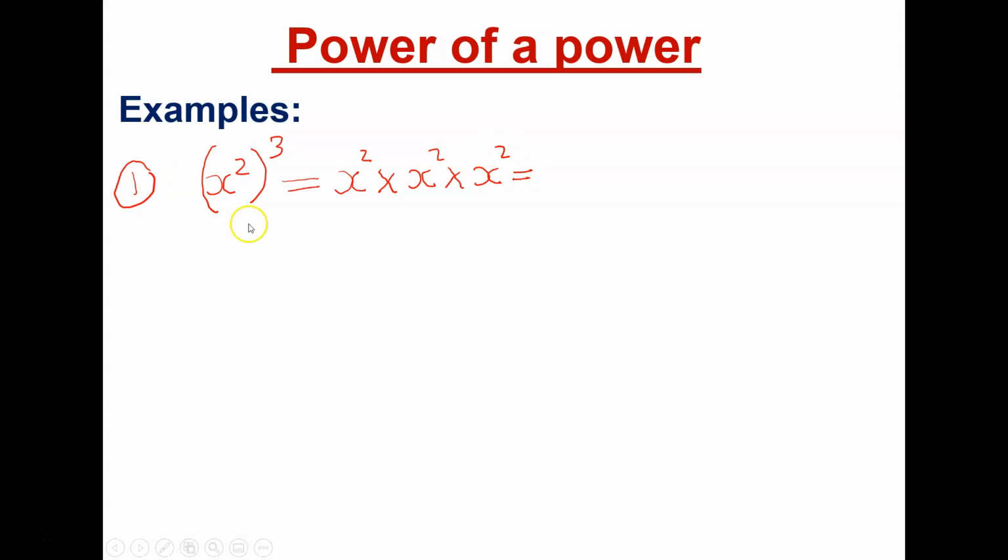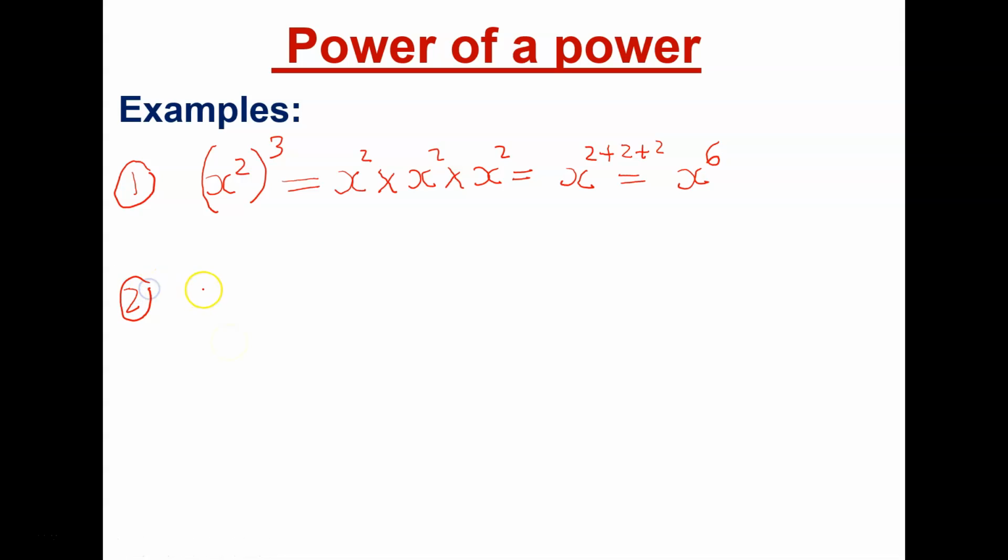You see, we have x to the power of 2, to the power of 3. So we have x to the power of 2, 3 times. Now, if I apply the multiplication rule, I can simply say I need to add the 3 powers: 2 plus 2 plus 2. And that gives you x to the power of 6. Now, if you compare this 6 with those 2 and 3, you will see something. But let's take another example to make it very clear.